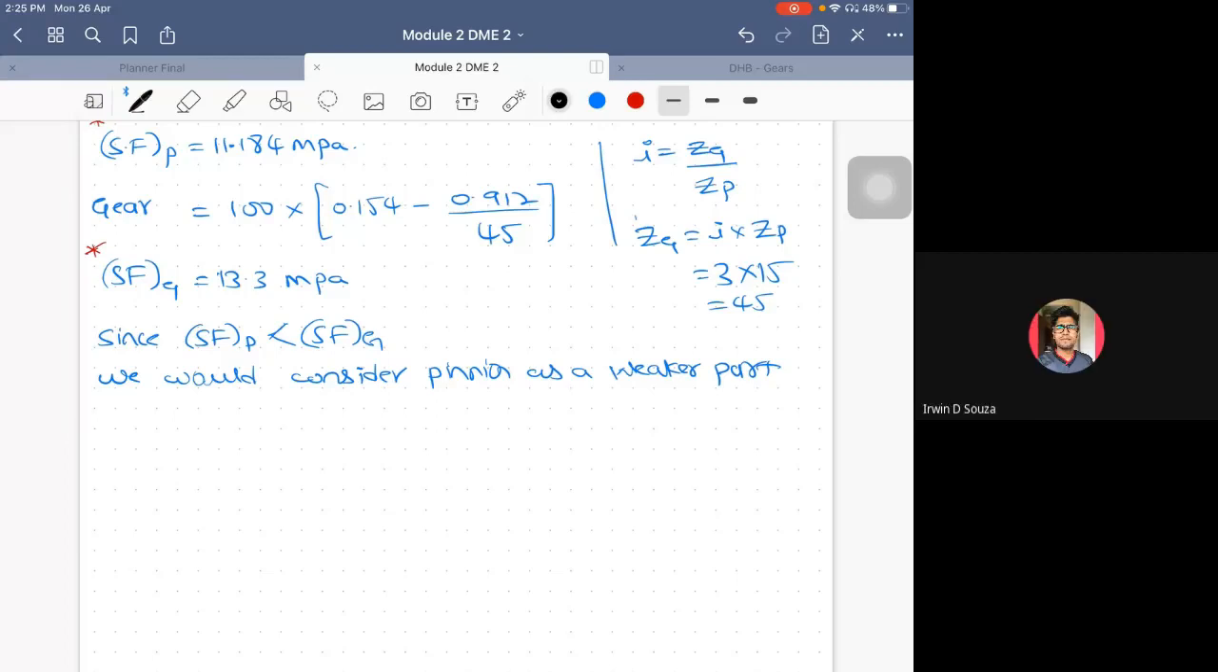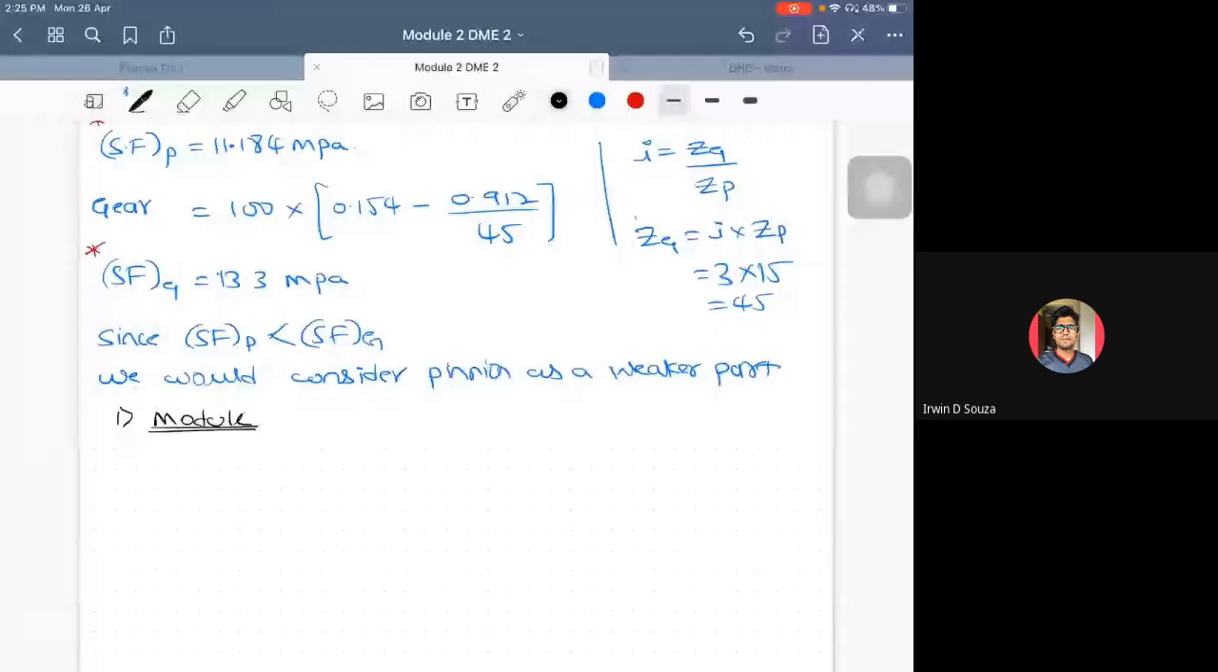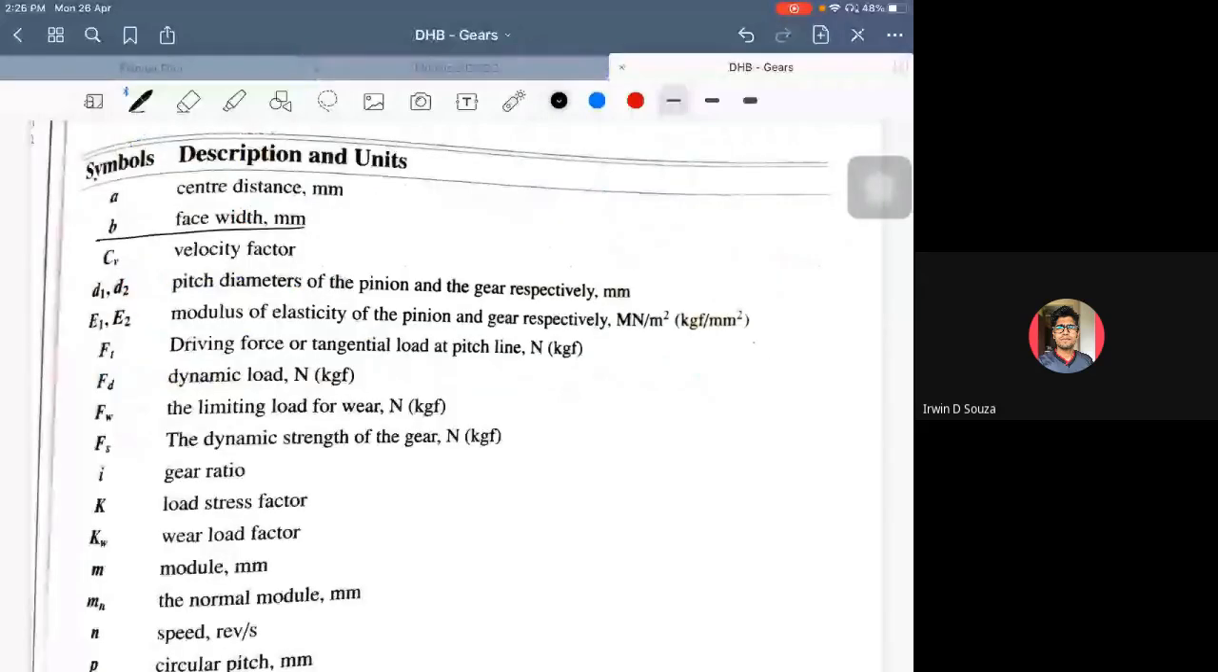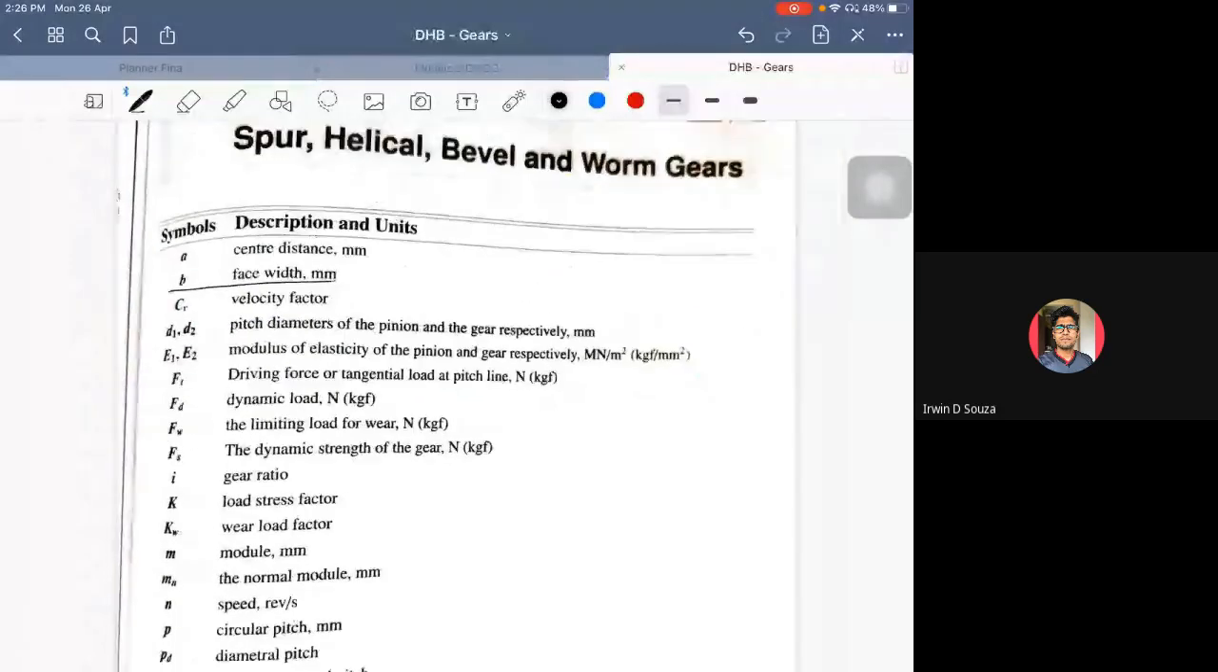Okay. Now, first thing what you have to find is, I guess, the module, isn't it? So look into the data handbook. Can I get a formula through which I can calculate the module? Can you just refer me something using the data handbook? Look for it in spur gear. Everything will be in the data handbook itself. Just check there.